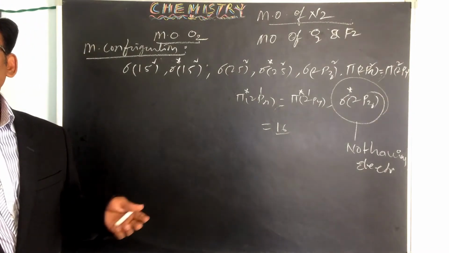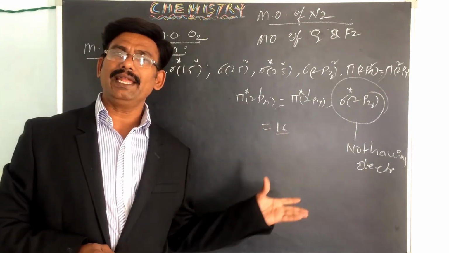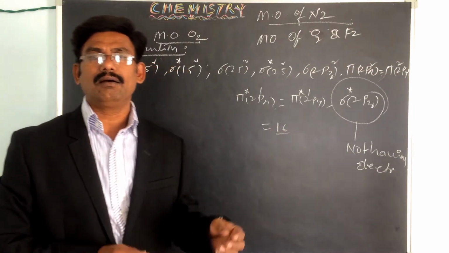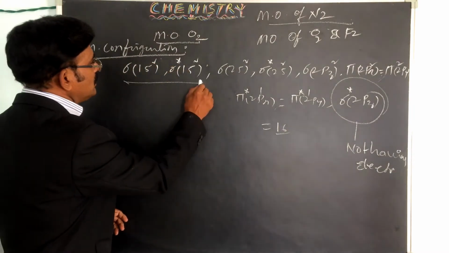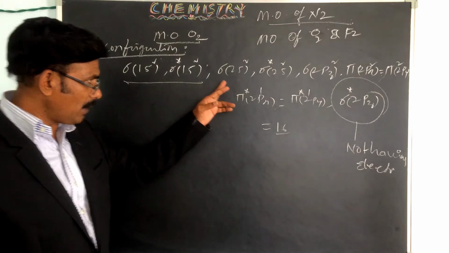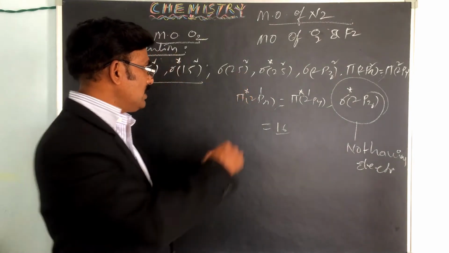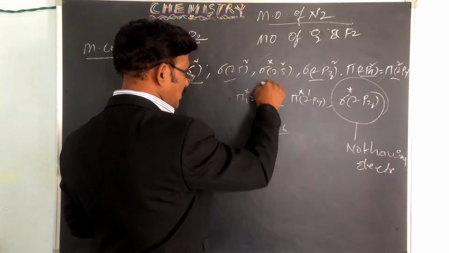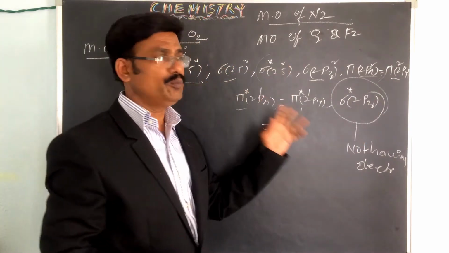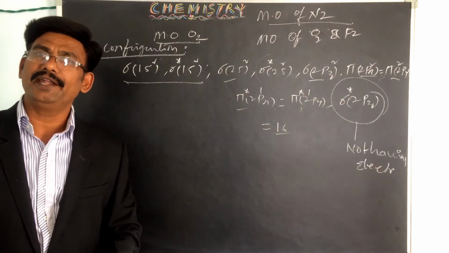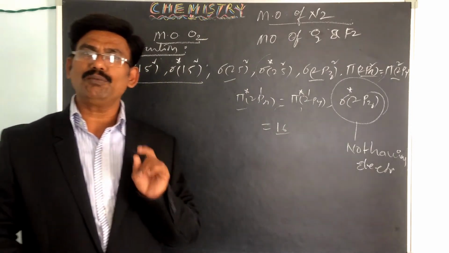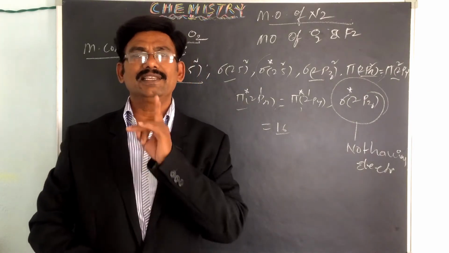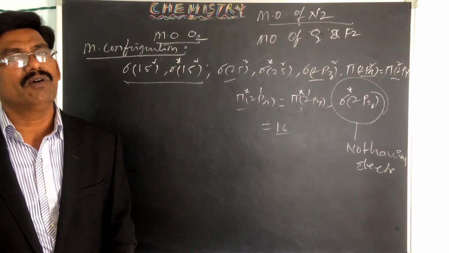In this, we already know which are the bonding orbitals, non-bonding orbitals, and anti-bonding orbitals. Sigma 1s and sigma star 1s are the non-bonding electrons, and up to here are the bonding electrons. Anti-bonding are sigma star 2s, pi star 2px, pi star 2py, and sigma star 2pz. So once again, the non-bonding are sigma 1s and sigma star 1s. These orbitals are not participating in bond formation.